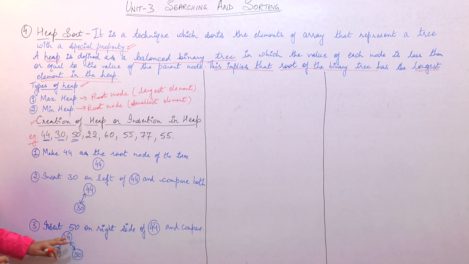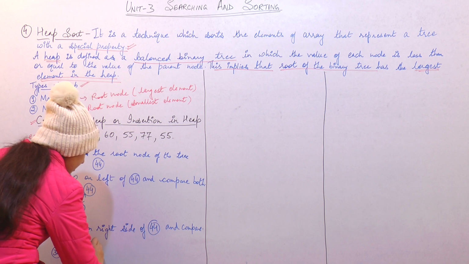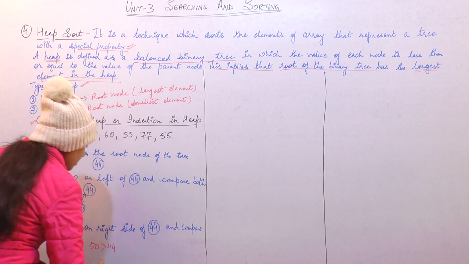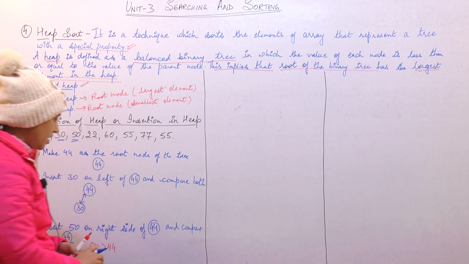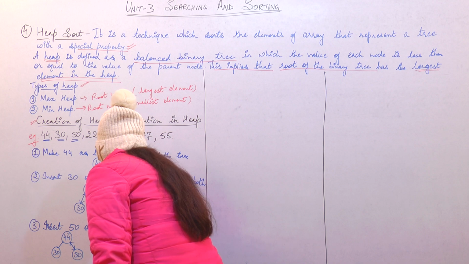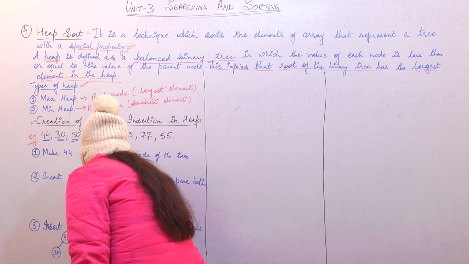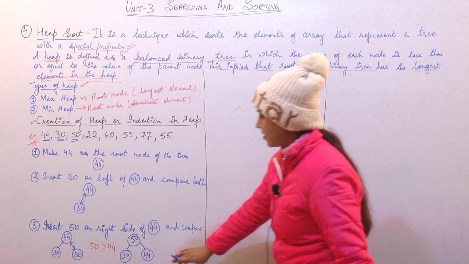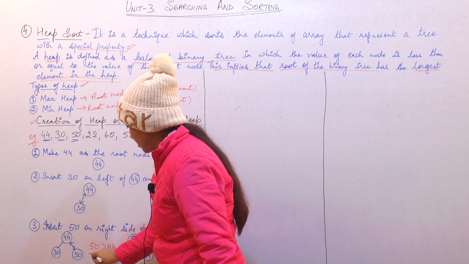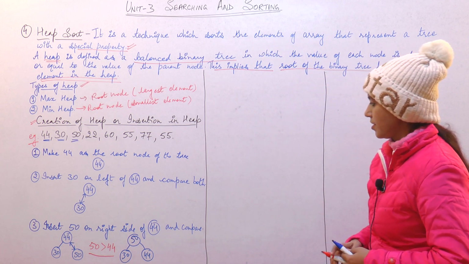Since 50 is greater than 44, then what we will do to fulfill the special property of the heap sort, that the root node will always contain the highest element of the array, we will interchange the positions of both these elements, that is 44 and 50, and our new tree will be 50 at the root node, 30 on left side, and 44 on the right side of the root node. So this will be our new binary tree.